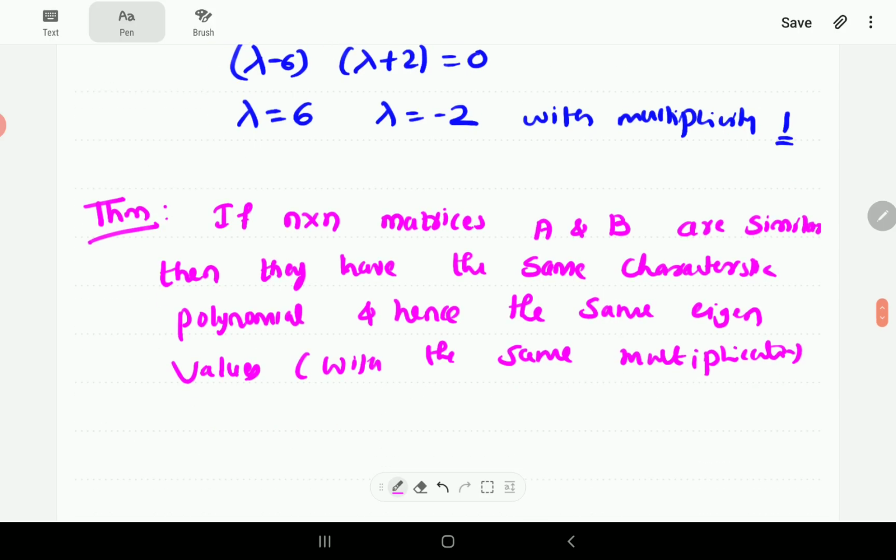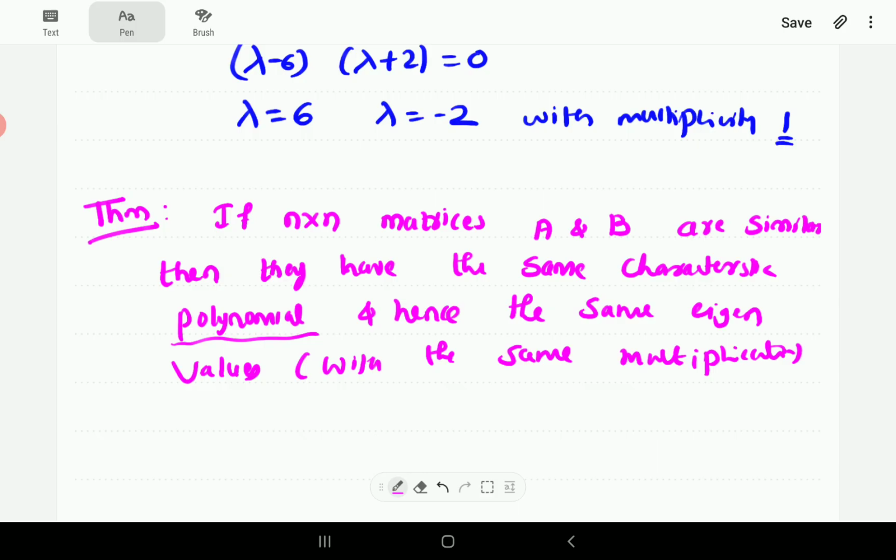Let's see what similarity is. It is not the same as row equivalence. Row operations on a matrix usually change its eigenvalues. So when I say similarity, it does not mean that after doing row transformations some matrices still look similar. It's not that. If n cross n matrices A and B are similar, then they have the same characteristic polynomial. When they have the same characteristic polynomial, they have the same eigenvalues with the same multiplicity. So you have to note this important theorem.